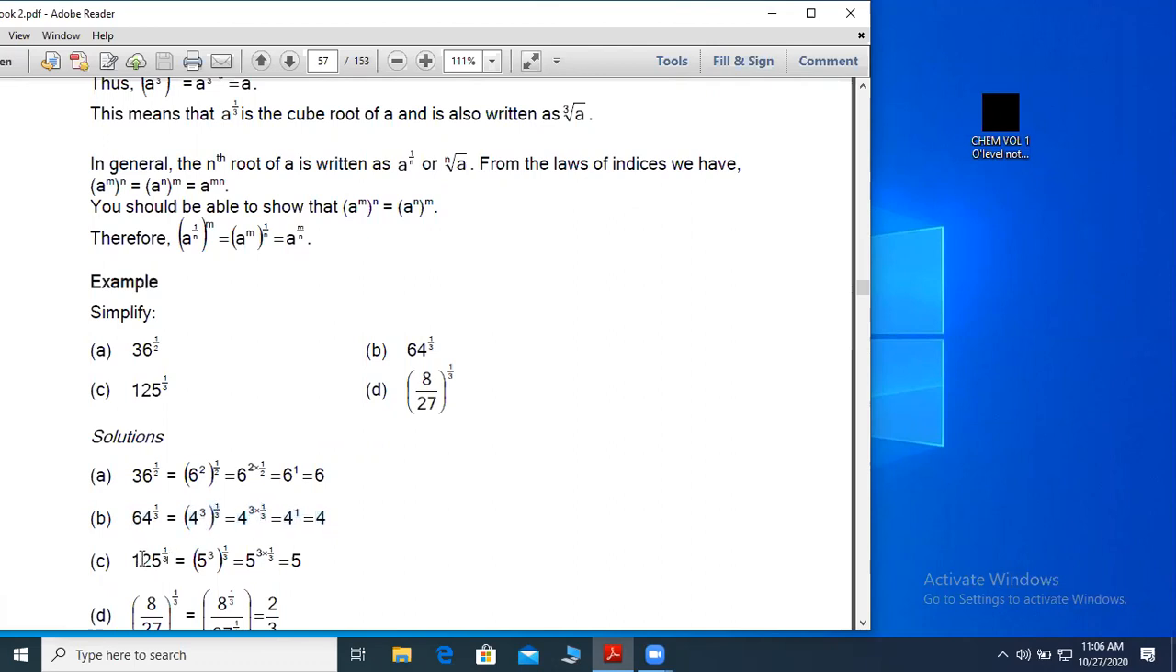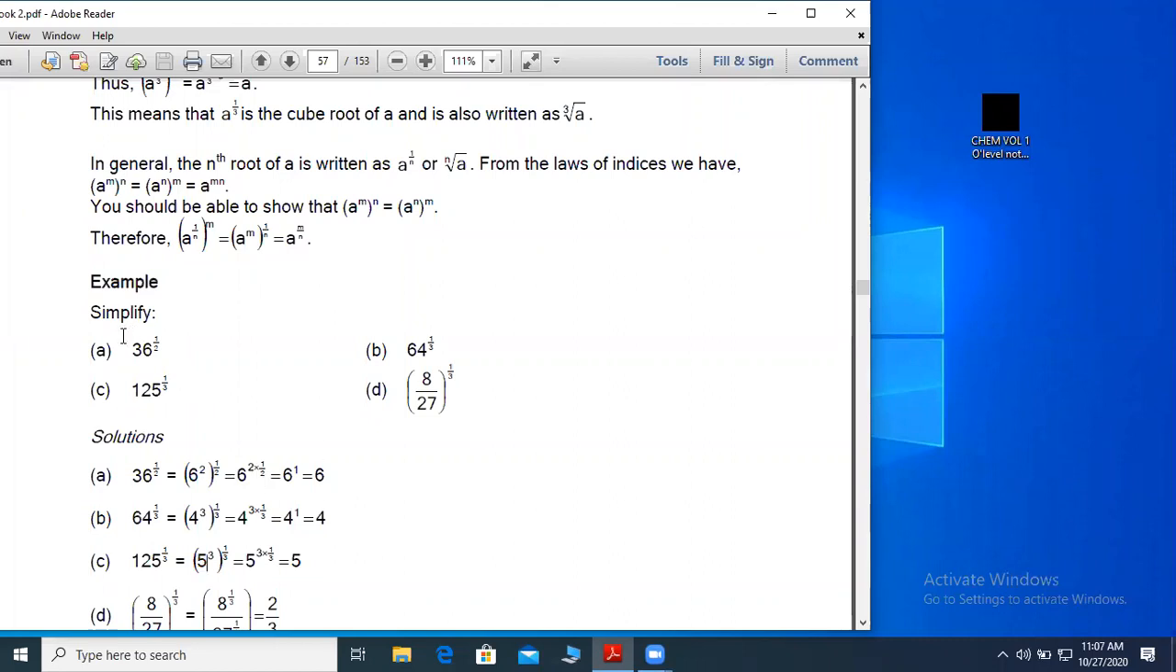Now 125 to power a third is the same as 5 to power 3, because 125 is 5 to power 3. So times a third. So it is 3 times a third. So the answer is 5 to power 3 times what? Times a third. So can I get some questions from you if they are there?